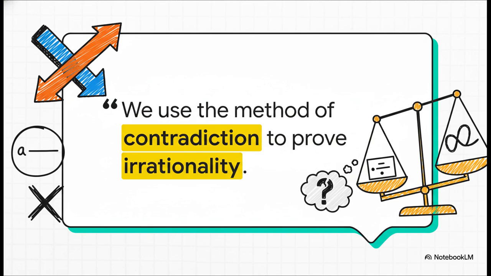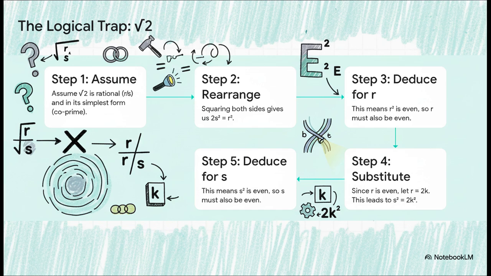This strategy is brilliant. You start by assuming the exact opposite of what you want to prove. You just pretend the number is rational, that it plays by the rules. And then you follow that logic until it completely falls apart. So here's how we set the trap for the square root of 2. We start by assuming it's not a rebel.